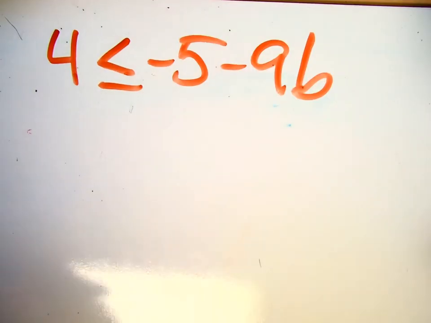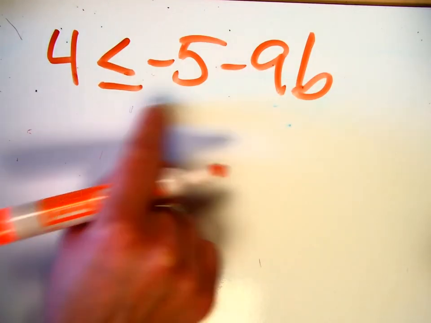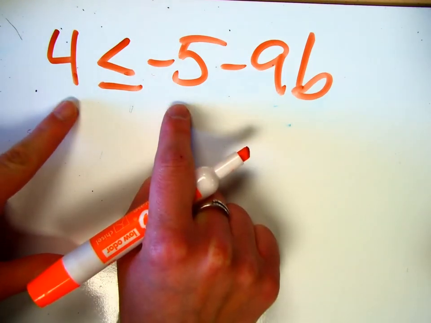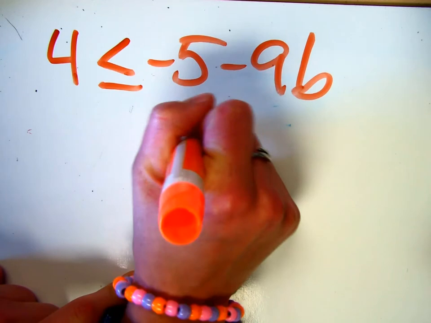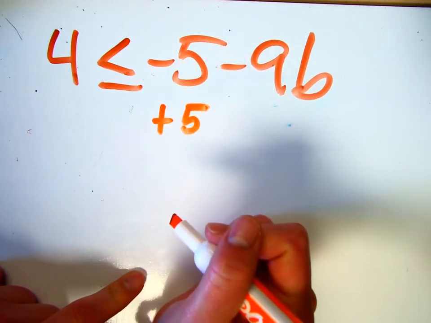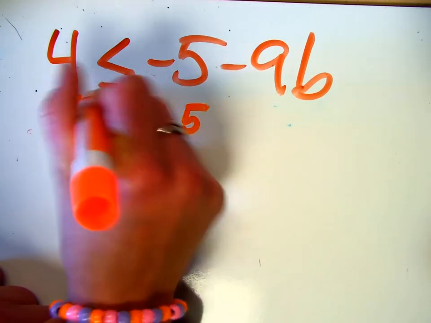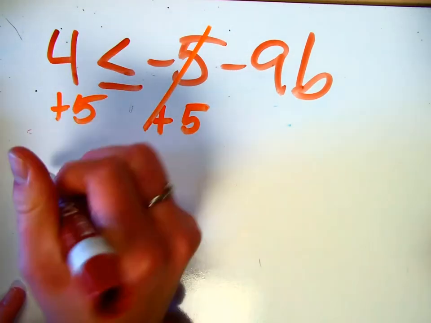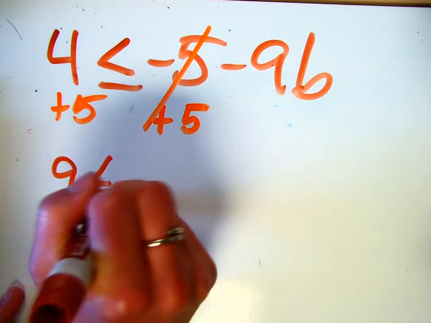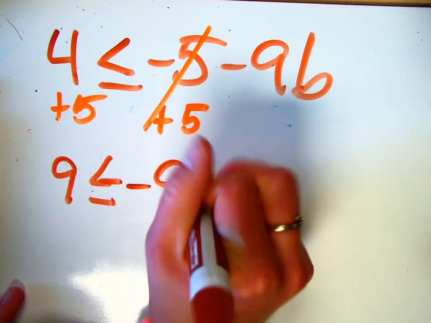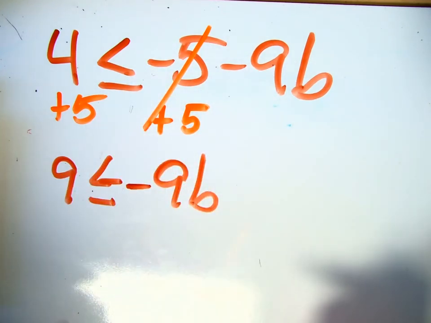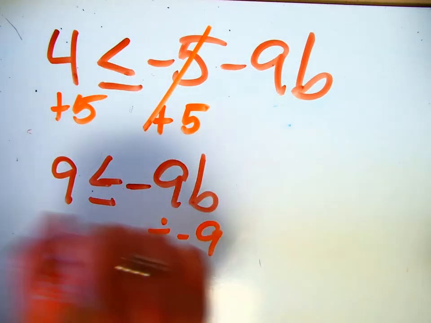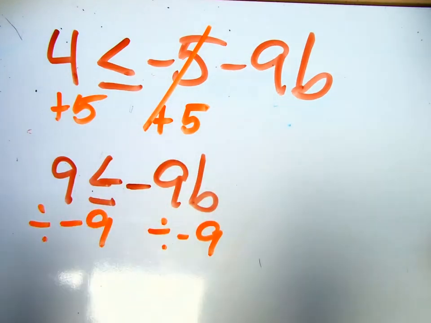Okay, second example, 4 is less than or equal to negative 5 minus 9b. Again, first step is to get the single numbers together. Opposite of negative 5 is adding 5 to both sides. 5's cross out. 4 plus 5 is 9. Inequality symbol stays the same, and I'm going to bring down the negative 9b. To get rid of the negative 9, I am going to divide by negative 9 on both sides.